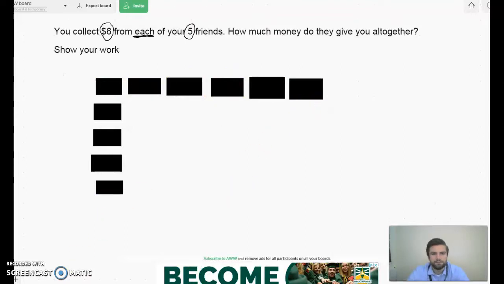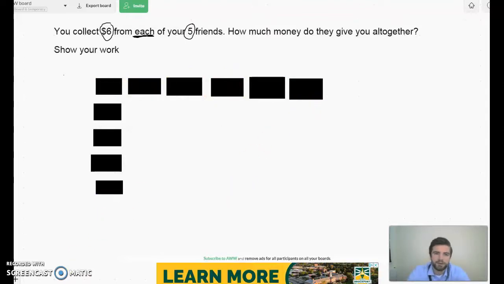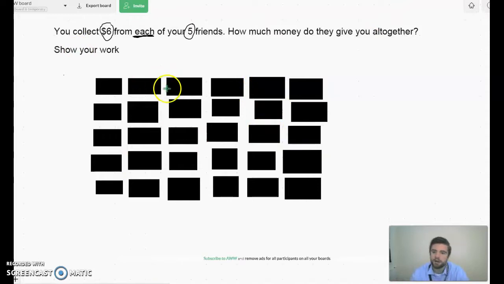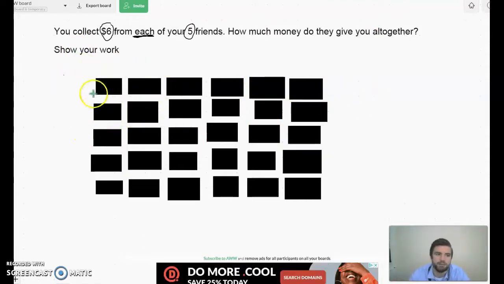So why don't you try that? Try to draw an array with 5 rows and 6 columns. When you're done, your array should look like this. And hopefully it looks a little neater than this one. But sometimes your array won't come out perfectly, but as long as you can see how many rows and how many columns we have, you'll do okay.